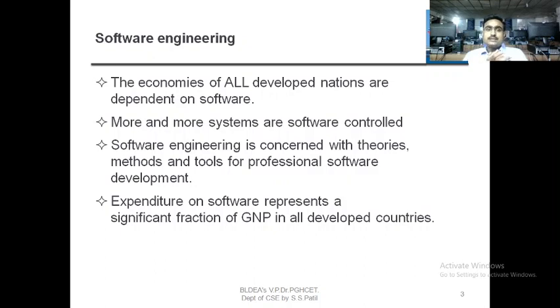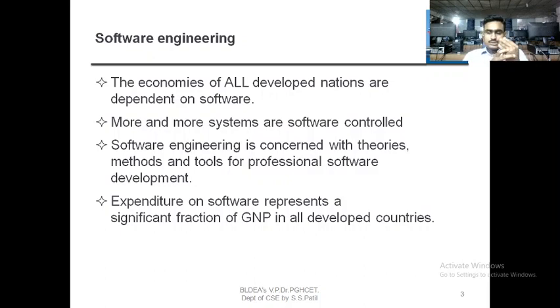So what exactly is the definition of software engineering? Software engineering is a systematic, disciplined, quantitative approach for a given problem. It should be systematic. This is software engineering.